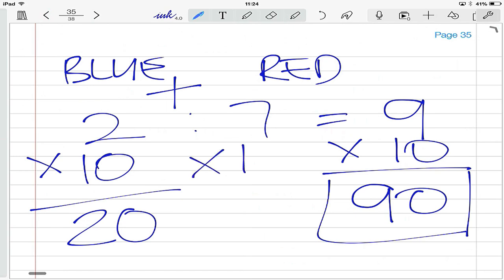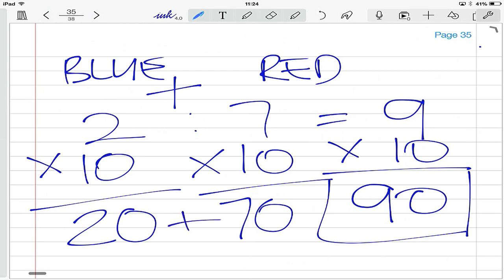If I did the same to the red caps, I know that I've got 10 boxes here and there are 7 red caps in each one of those boxes. I know that I'm going to have 70 red caps altogether. Now, if my calculations are correct, I should be able to add the blue and the red together to equal the total amount, which we've been able to do there.